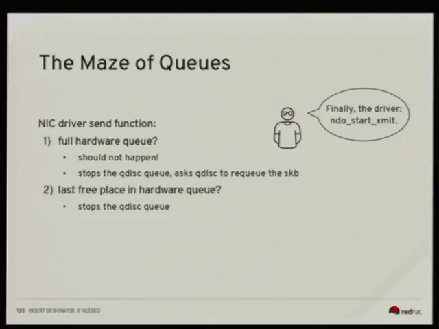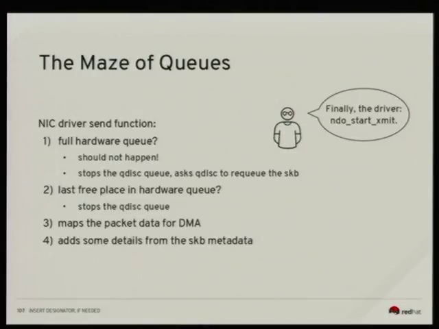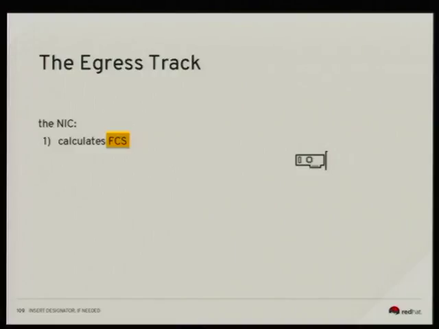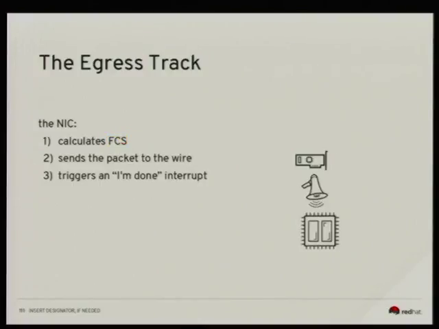This should not happen because drivers are supposed to stop the queue in time. So when the last free space is being consumed by this escape buff, it will tell the queue disk to stop. It maps the packet data for DMA so the NIC card can read it from memory, adds some details from the escape buff metadata, like VLAN tag and so on, and then tells the NIC to send the packet. The NIC then reads the packet out of DMA, calculates the frame check sequence, sends the packet to the wire, and triggers an "I'm done" interrupt.